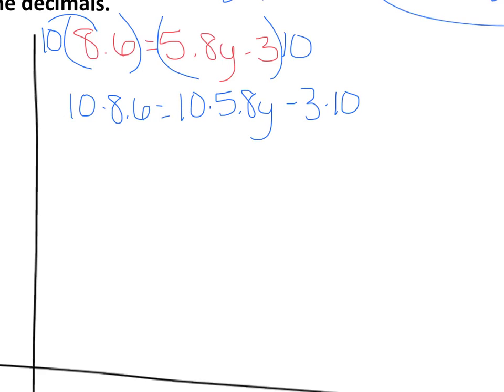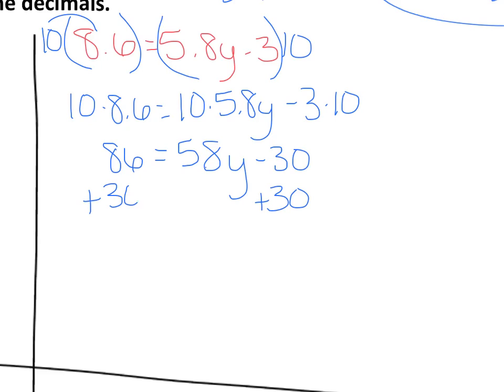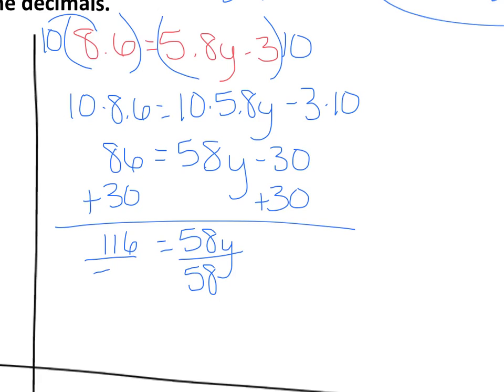Okay, when I multiply any number by 10, it just moves the decimal one place to the right. So 10 times 8.6 turns into 86. 10 times 5.8y ends up being 58y, and 3 times 10 is 30. Okay, we're going to add 30 to both sides. 86 plus 30 ends up being 116, and I have a 58y on the right-hand side. We divide both sides by 58, and it goes in twice exactly, so y ends up being 2.